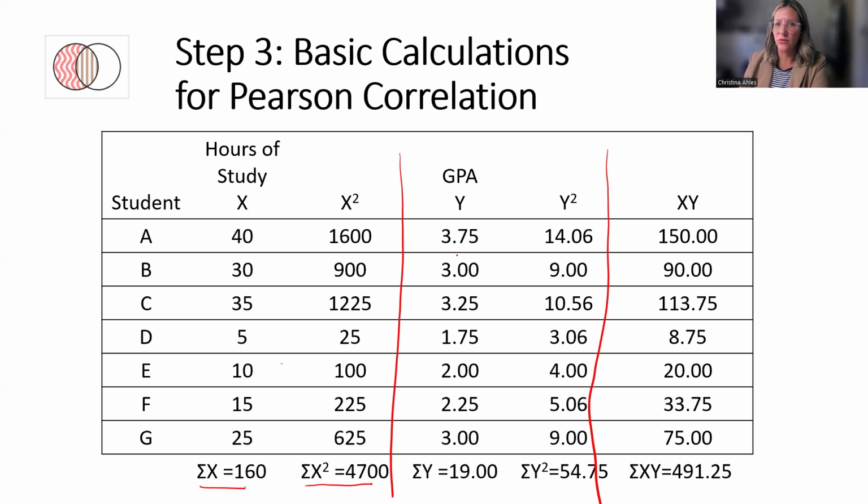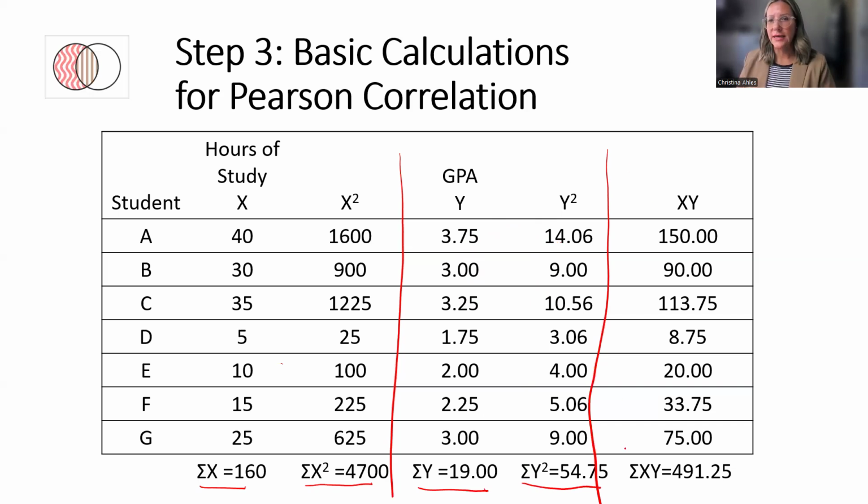But you're going to have to do your sum of y, so adding up the y values. Then you have to square each of those y values. So 3.75 squared is 14.06. 3 squared is 9. 3.25 squared is 10.56, etc. So that sum of y squared is 54.75.